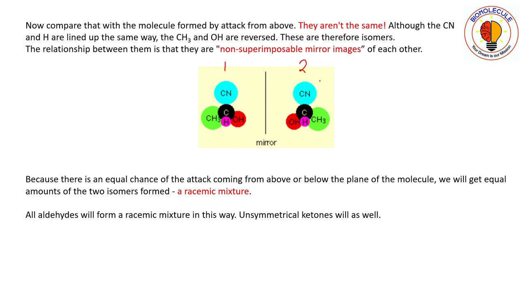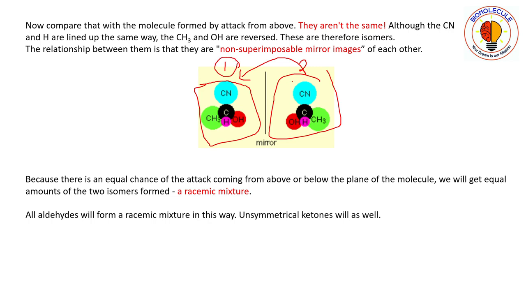Now if we take the second molecule and try to superimpose it over the first, we can see that the second molecule is not superimposable on the first molecule. So the relationship they share is non-superimposable, and of course they are mirror images of each other, so non-superimposable mirror images of each other.